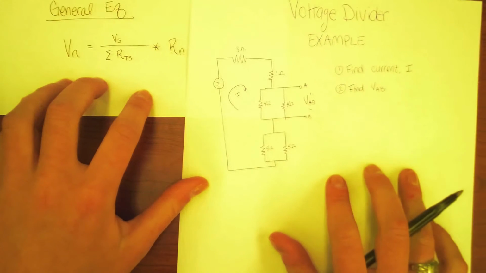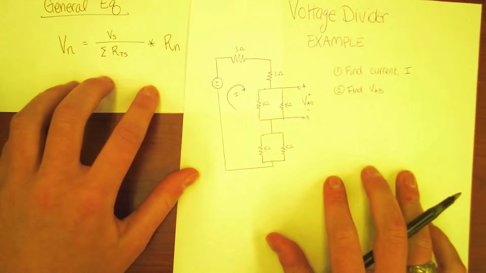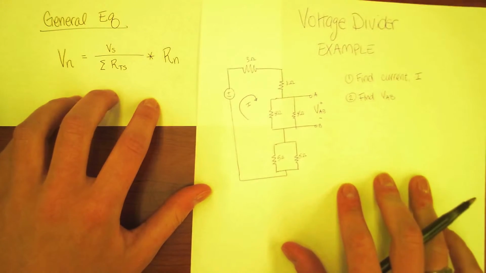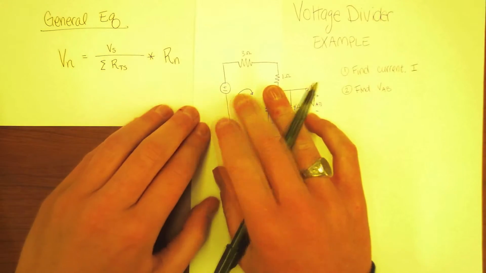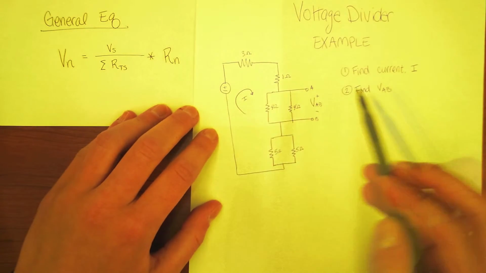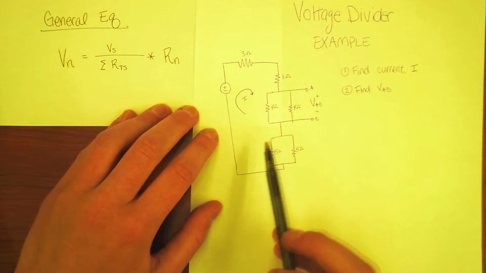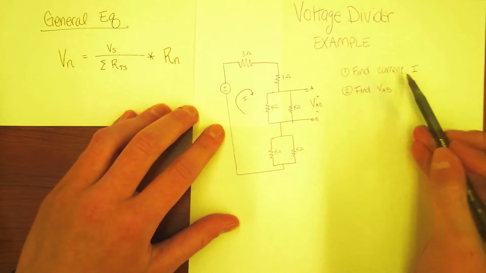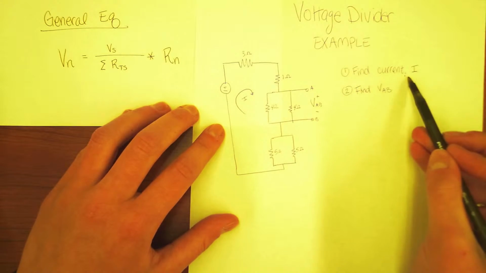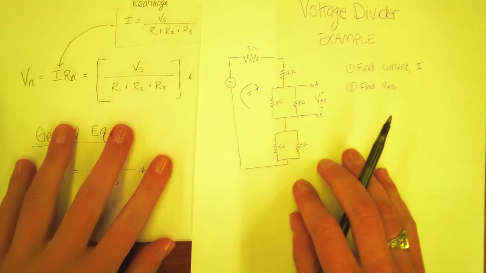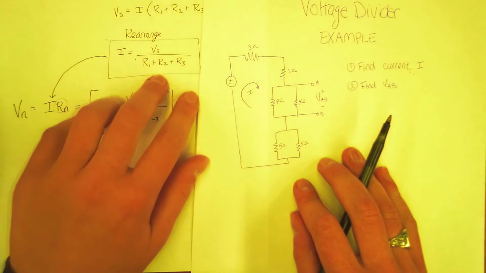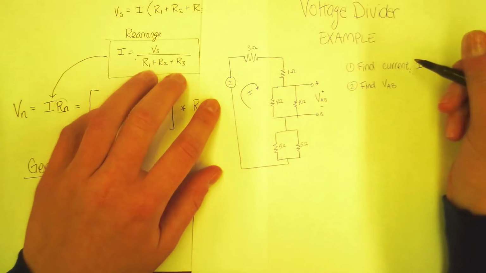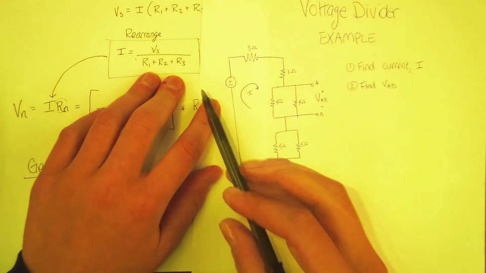So now we're going to do a quick example, and I'm just going to put this general equation right up here so we can see it. So for this circuit, it looks kind of big, but don't worry, we're going to walk through this. This question is asking you to first find current I. And remember, we found an equation for current I up here. So automatically, I'm going to write this equation down for I.